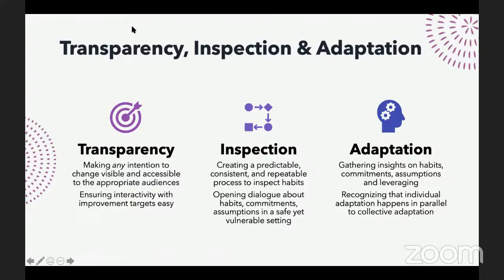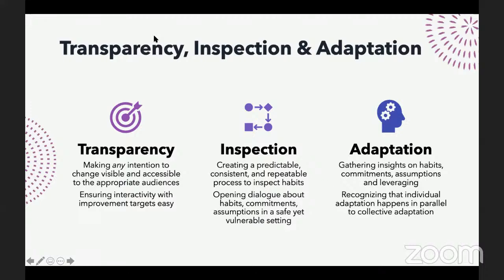Creating time to inspect that, not just that intention, but also the behaviors and the challenges that are getting in the way of making that intention actualized. What do we do that gets in the way of this intention from making it real? And then finally, adaptation. What are we going to do about it? Gathering insights on those habits and those commitments and those assumptions, and recognizing that there are things that we want and there are things that we are inherently doing that get in our way. That is one big piece of this puzzle.